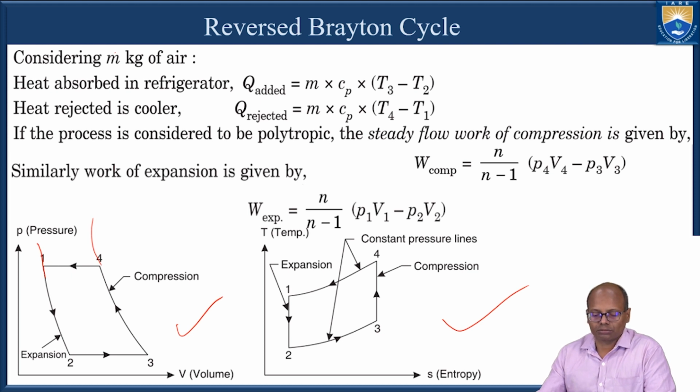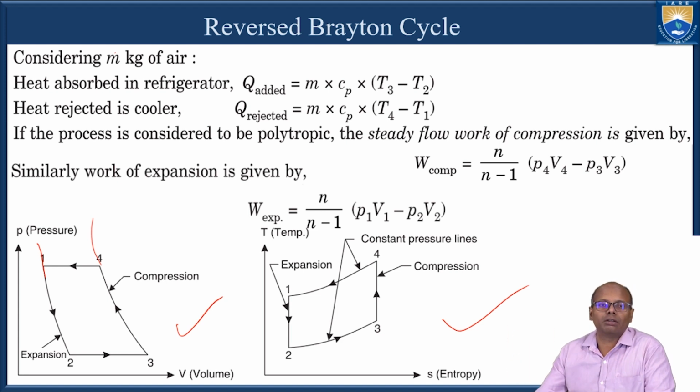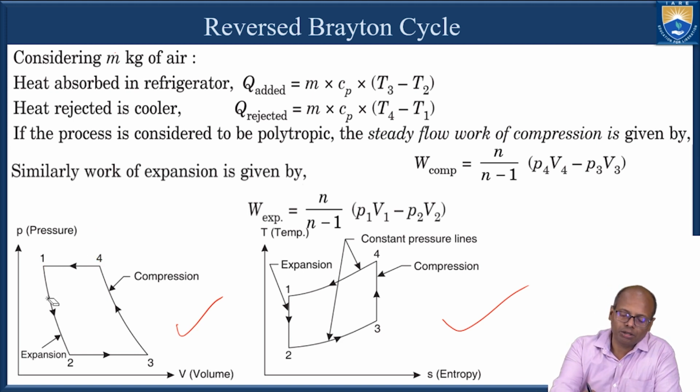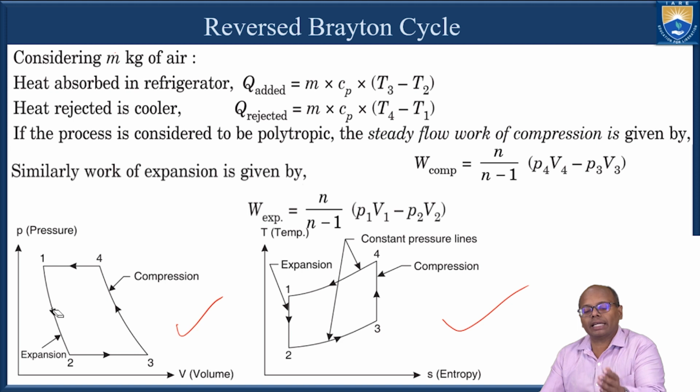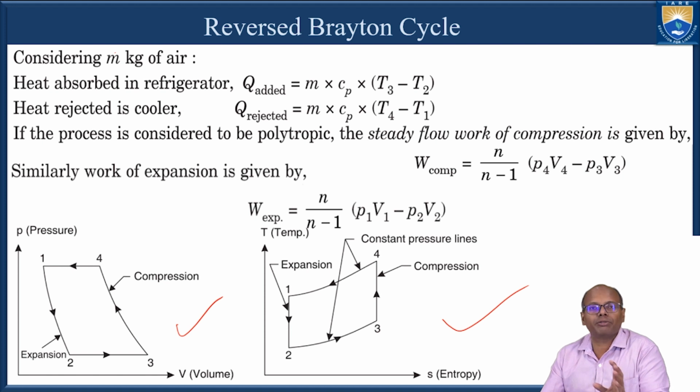In that case, we can take how much air is being circulated per unit time. Here we are taking that m is the mass of air that is being circulated inside the refrigeration cycle. Now what is the heat absorbed?